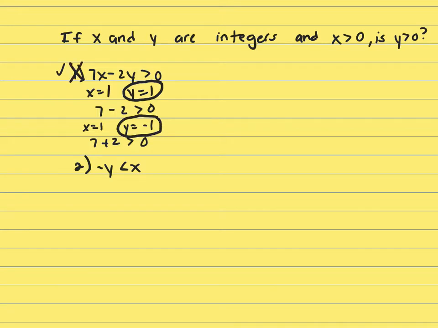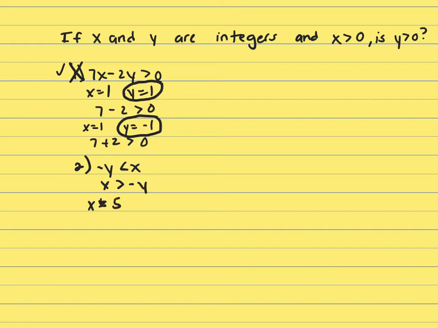All right, let's look at clue 2. Now you could work with it in that form, but if negative y is less than x, that means x is greater than negative y. I think I like that better. Same thing, let's choose some numbers. x has got to be positive, so let's let x be 5 or 4 or 3, whatever.